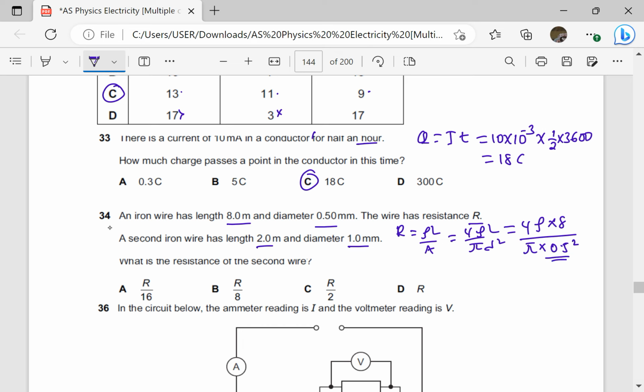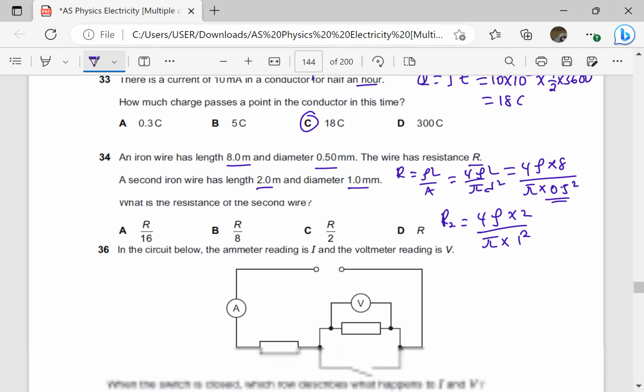Then for the second wire, I will call it R2. This will be 4 rho. The length of the second wire is 2 meters, so this is times 2 divided by pi. Then times the diameter, which is 1 millimeter. I'll just say 1 squared. So I just combine these two equations, maybe by simple division.